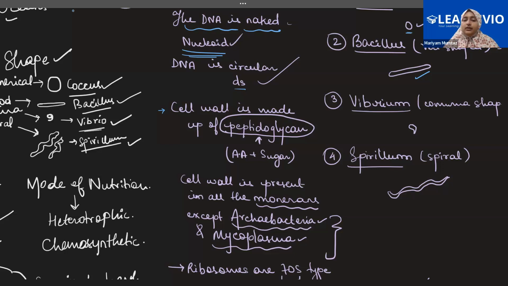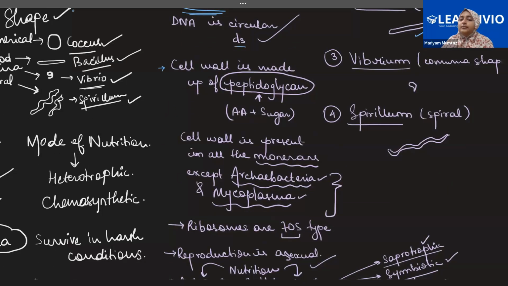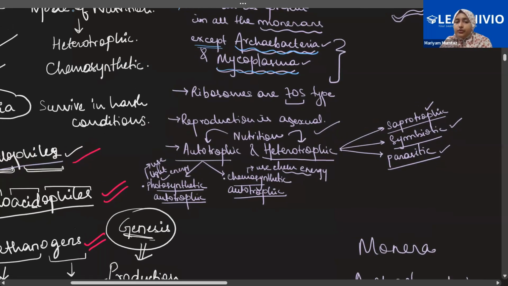Now, the cell wall is present in all the monerans. All the members of the Monera have the cell wall present in them except for archaebacteria and mycoplasma. These two are the groups of bacteria that do not have the cell wall present in them. Now, after that, the ribosomes, the protein factory, are of 70S type in the case of kingdom Monera. The reproduction is asexual.